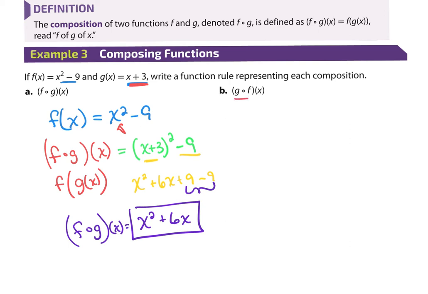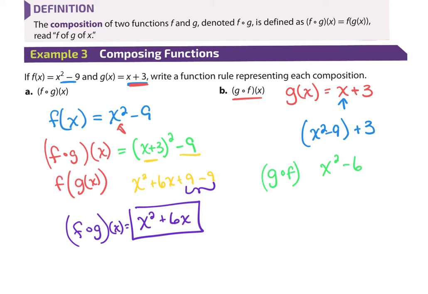Over here, they want me to do g of f. Well, my g function looks like this. If they want g of f, they want me to plug f in for every place that I have an x. So instead of x plus 3, I'm going to put my f function there, x squared minus 9 plus 3. This simplifying is more simple, right? I really just have to combine my negative 9 and my 3. And this guy would be g of f. That's what happens when I plug that function in there. Composition, taking one function and putting it into another function.